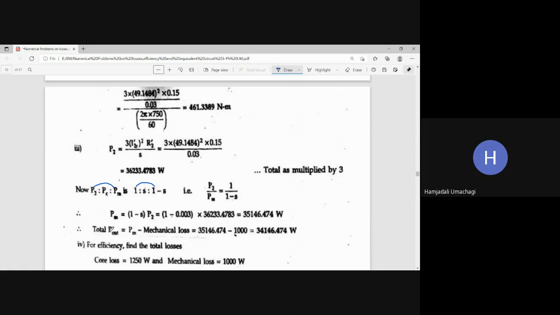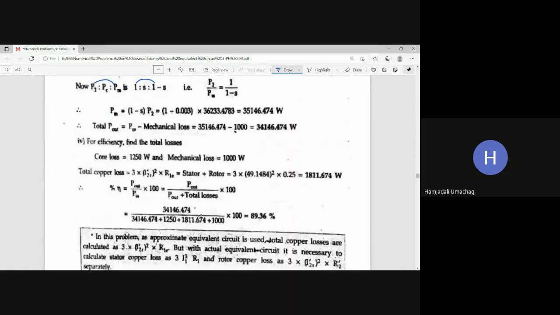Finally, let us calculate the total output. Total output is PM minus mechanical loss. PM is the gross mechanical power, 35,146.474, and the mechanical loss is 1 kilowatt or 1000 watts. So 34,146.474 watts is the total output. So this is the total output information.